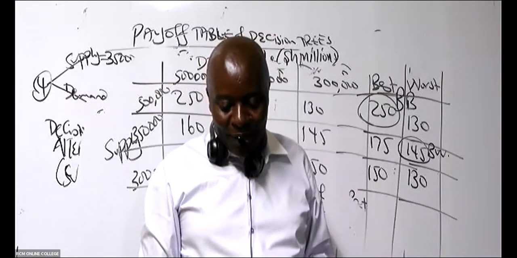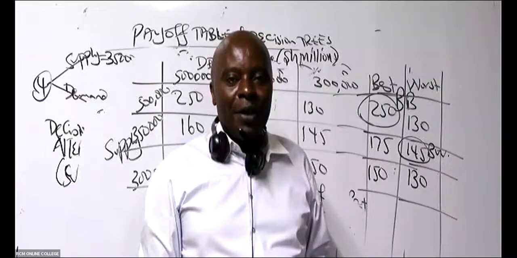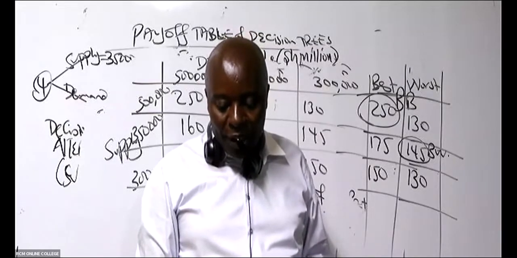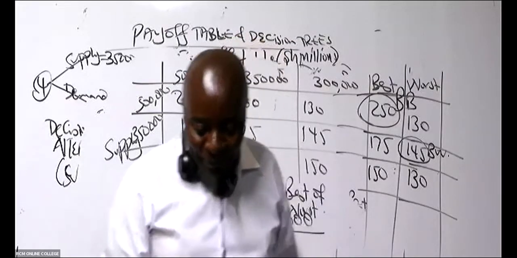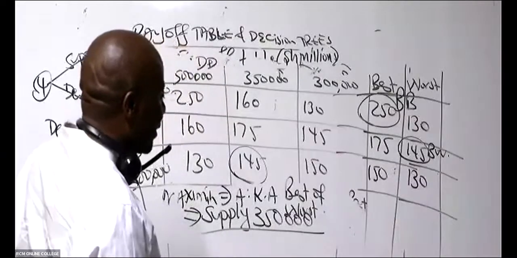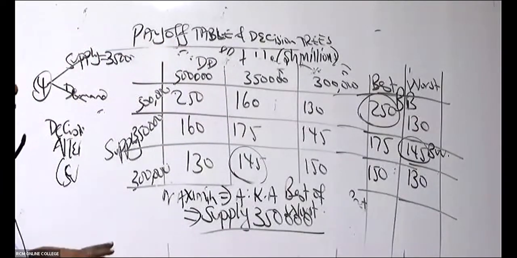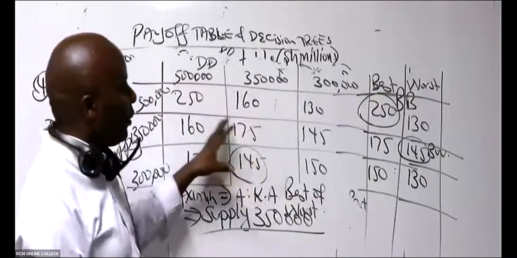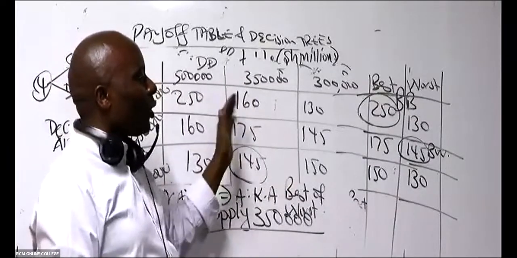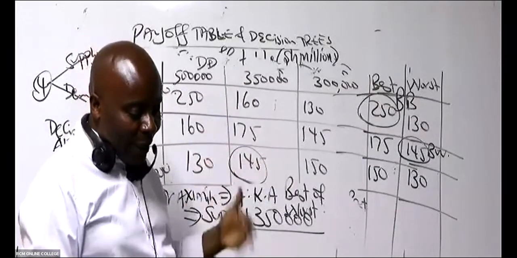Mr. Cheng is asking a very, very important question. How about, in this case here, minimax? Minimax will need an opportunity cost table, an opportunity loss table, that I'll be able to do in my next class.